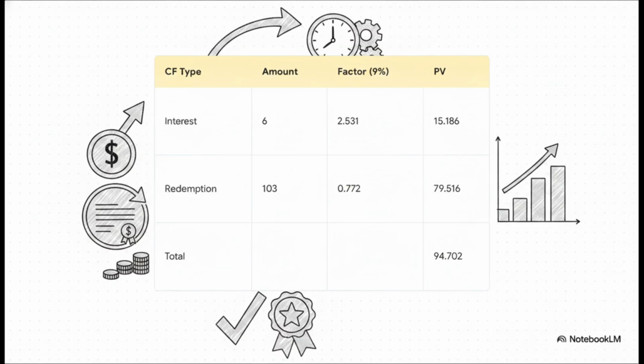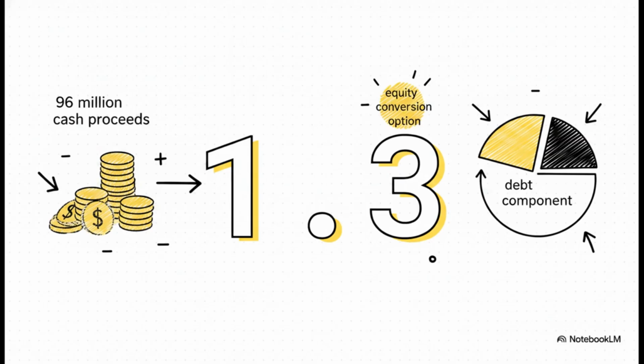Boom! Step 1 is complete. Now for the final magic trick. We know our total proceeds from issuing the instrument were $96 million, right? Because that's the 100 par value minus the $4 million discount.